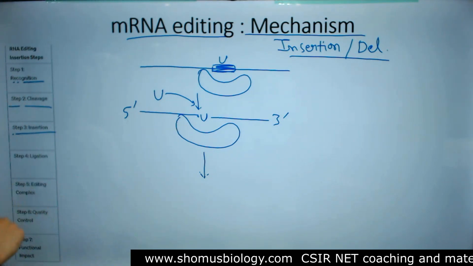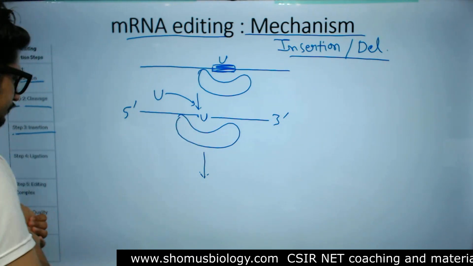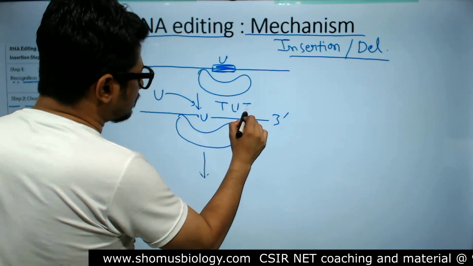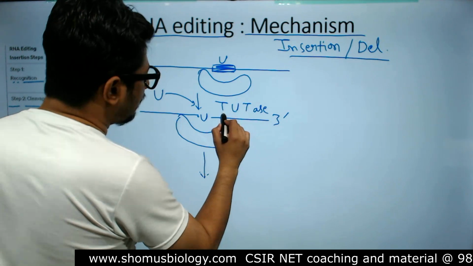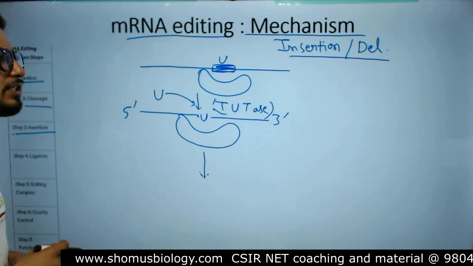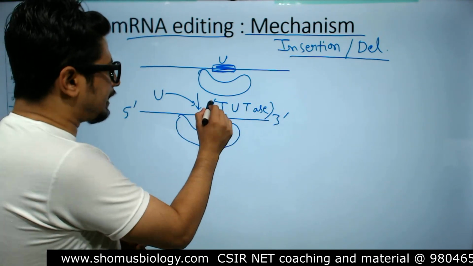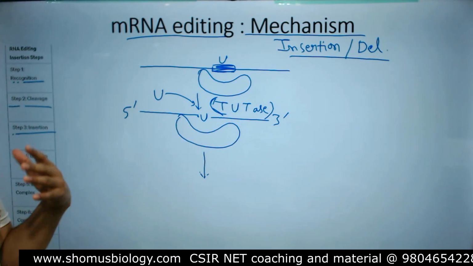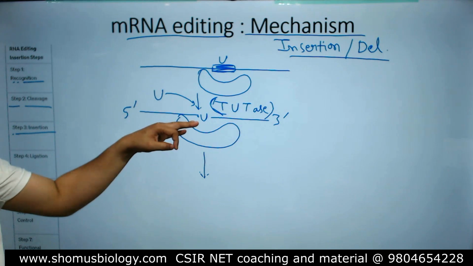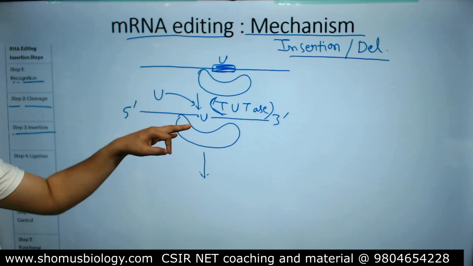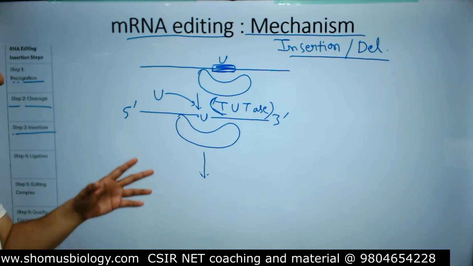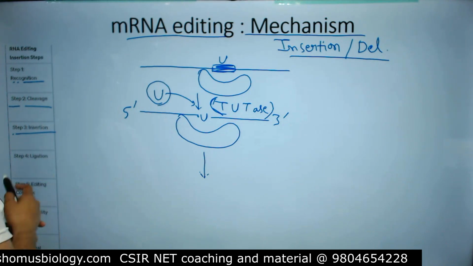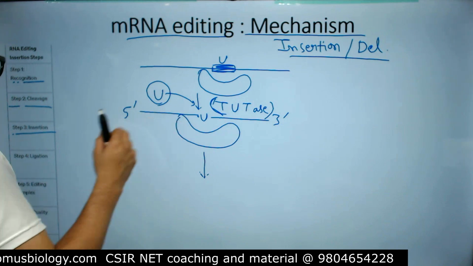So what enzyme is involved for the addition? The enzyme is terminal uridylyl transferase, also known as TUTase in this case. Similarly, there are different enzymes depending upon the name of the nucleotide which is being added or removed. We have different names. In this case, uracil is added, so terminal uridylyl transferase is the enzyme that acts here and attaches the nucleotide. The nucleotide, that is UTP, is needed in this particular process.